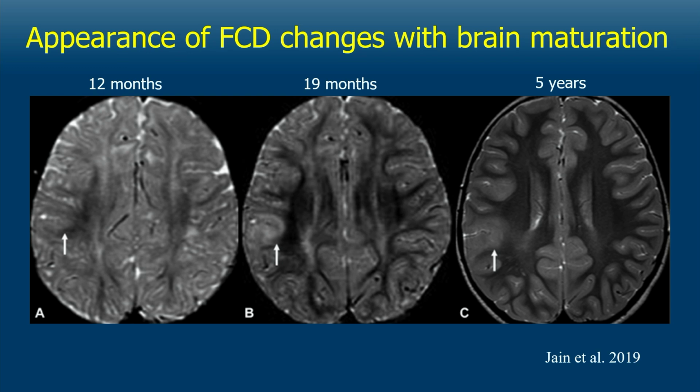Because of the changes in the brain on imaging, it is not surprising that the appearance of focal cortical dysplasia also changes with age. So in this child, on the first MRI, we could not see an abnormality. I put an arrow there to indicate where the lesion was subsequently identified later on. You can see that at 19 months of age, there is a lesion identified, and at 5 years of age, there is also a lesion identified. But on the first MRI at 12 months of age, we could not see the lesion.